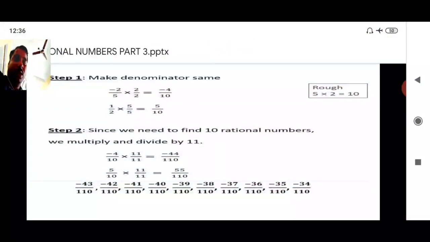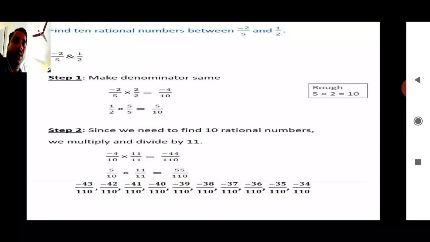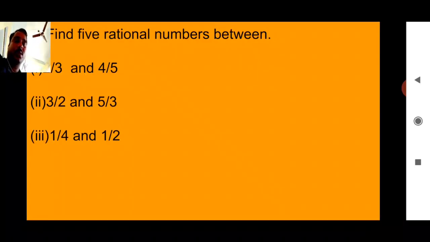Here is the solution of the same question. We make the denominator the same, minus 4 by 10 and 5 by 10, then we multiply by 11 and we get minus 44 by 110 and 55 by 110. We write minus 43 by 110, minus 42 by 110, etc. We can write so many rational numbers between two rational numbers. Next one, find 5 rational numbers between these numbers. Students, you will try to solve this question yourself.